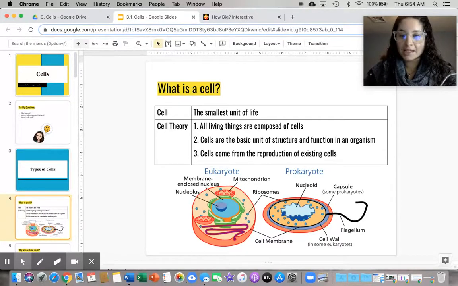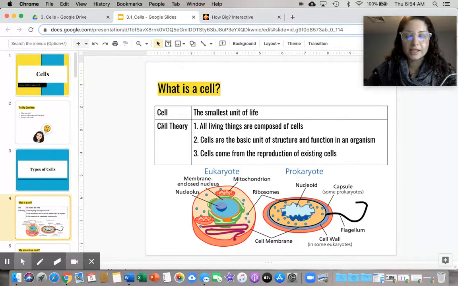Now, living things can be unicellular, so they are made out of just one cell, or things can be multicellular, which is what we are. We are made out of more than one cell. But the idea is that at the basic level, life starts with the cell. It cannot be alive if it is not made out of cells.